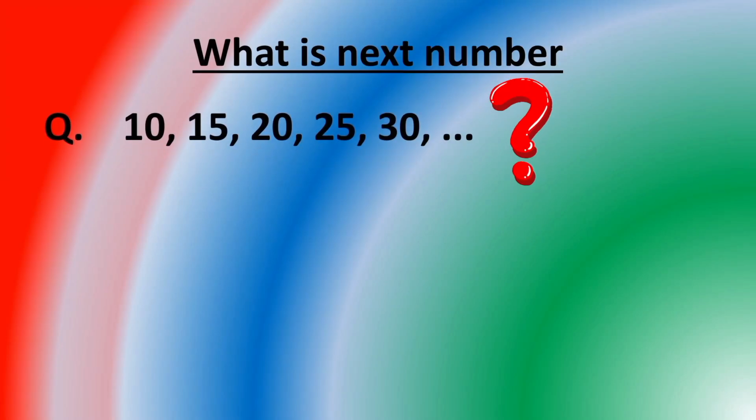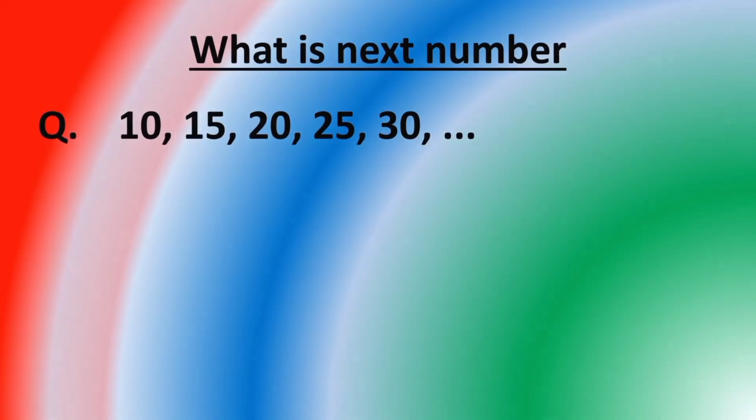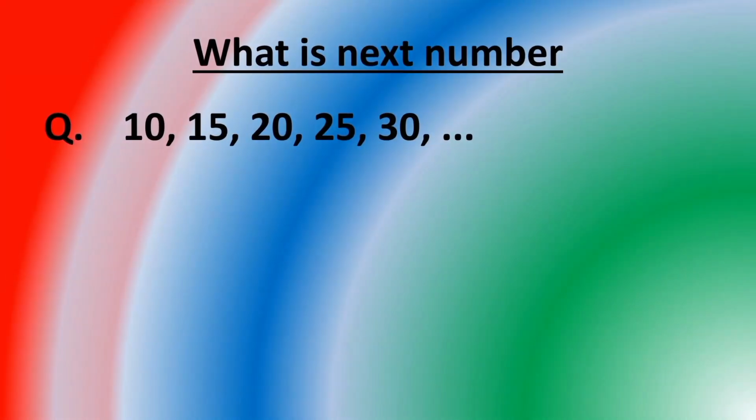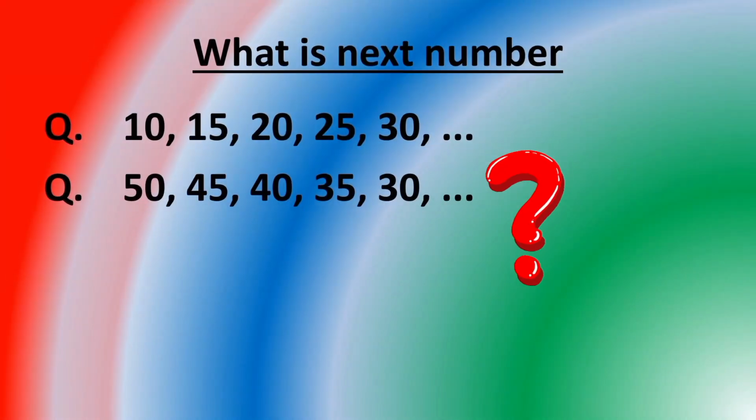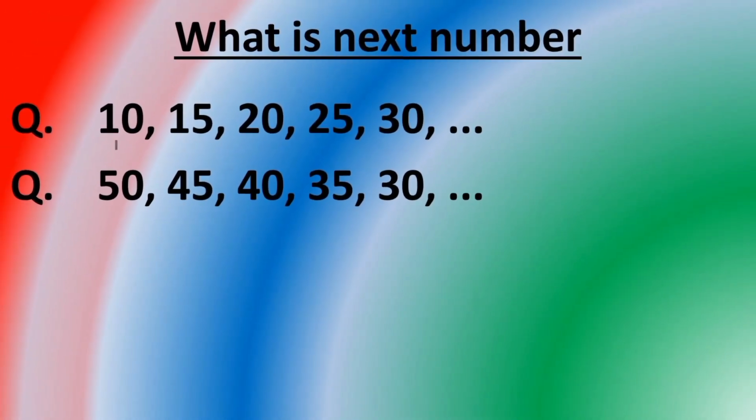What is the next number? So we can see here some numbers are given: 10, 15, 20, 25 and 30. Okay, let's see one more question. And the next question is 50, 45, 40, 35 and 30.